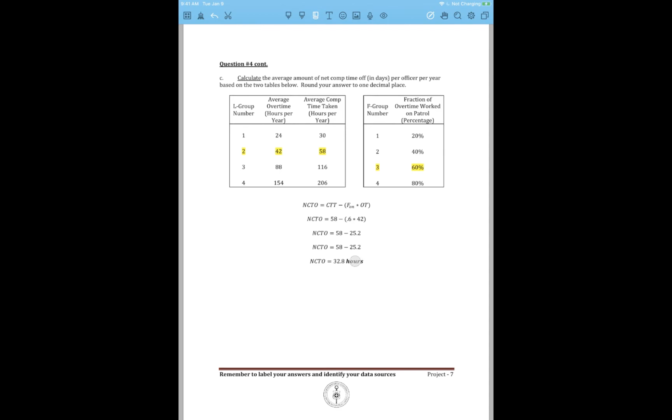But these are all in hours. And how do I know they're in hours? Because it tells me at the top of the table, these are hours per year. So when I do this calculation, these are hours per year. The question wants me to get my net comp time off in days. So how do I get hours into days? I'm going to divide by 8, which is my shift length. NCTO equals 32.8 divided by 8, and now it's 4.1 days off per year. And so again, pay attention to the details.